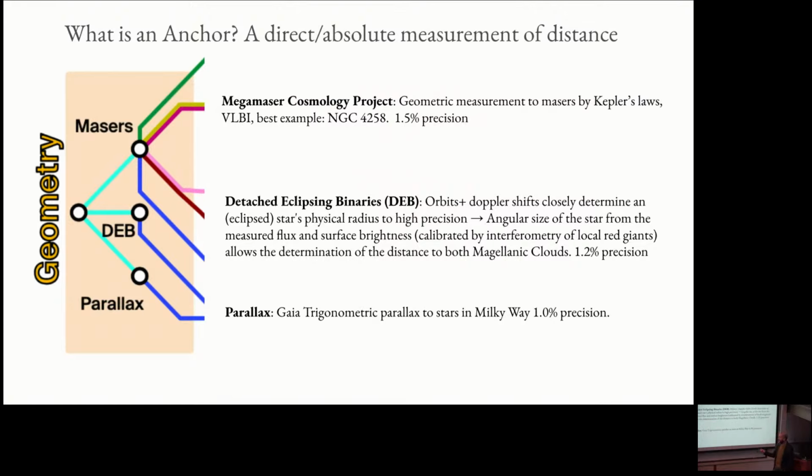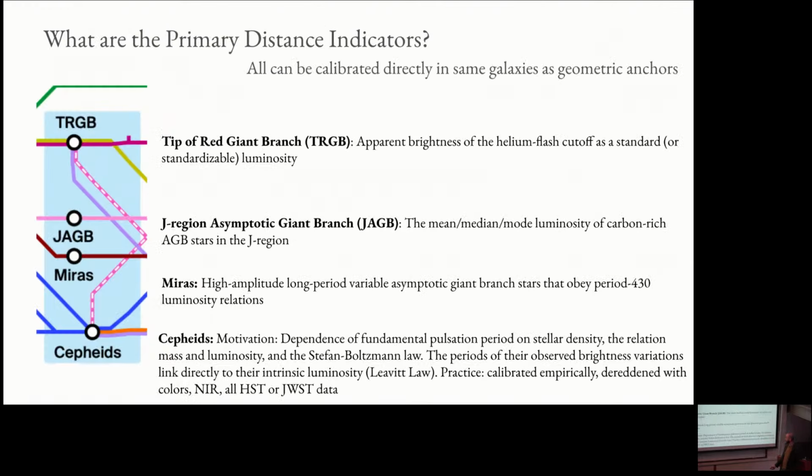For the sake of time, I won't be describing all of these, but you can use the slides to refer back. But we have in the first rung, the geometric rung, the anchors: megamasers, which are thanks to Mark Reid and Dom Pesce here, detached eclipsing binaries, and Gaia trigonometric parallax in the Milky Way. In the second rung, or really the primary distance indicators, we have, of course, tip of the red giant branch, we have JAGB, we have Miras, thanks to Caroline, and Cepheids.